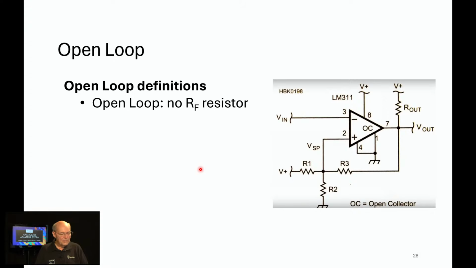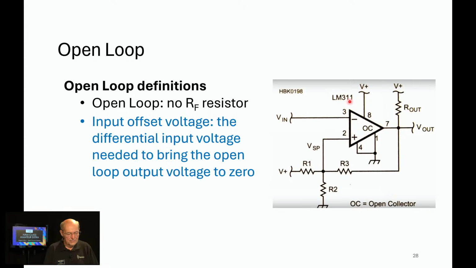So a little bit more on open loop, where we had no feedback resistor. And then the concept of input offset voltage. We saw in the case of the ideal op amp, if the inputs were identical, the output should be 0. Well, that's not usually the case. The input offset voltage is defined as the differential input voltage needed to bring the open loop output voltage to 0. There'll be a slight adjustment here in order to achieve that state.